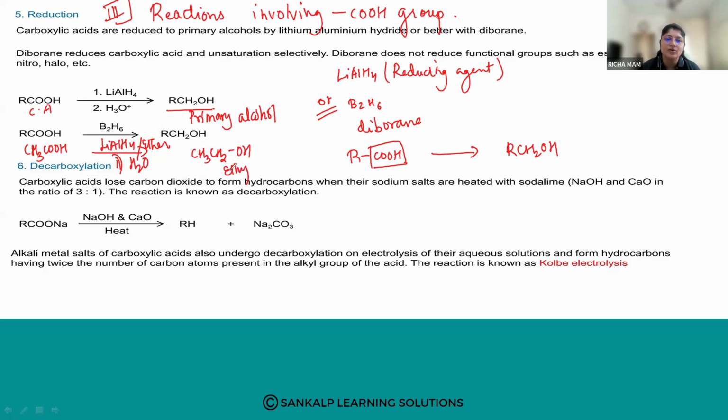Ethyl alcohol. So what is happening here? There is a removal of oxygen atoms and addition of hydrogen. So this is occurring in your reduction reaction.